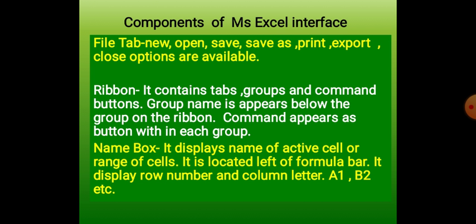Next is the name box. The name box is located on the left side, just by the formula bar, and it displays the name of the active cell, and if we have selected a group of cells in sequence, then it shows the range of cells. It shows the name of the active cell or cell address like A1, B1, B2. Here A is a column letter and 1 is a row. It shows that the cell is located in column A and in row number 1.